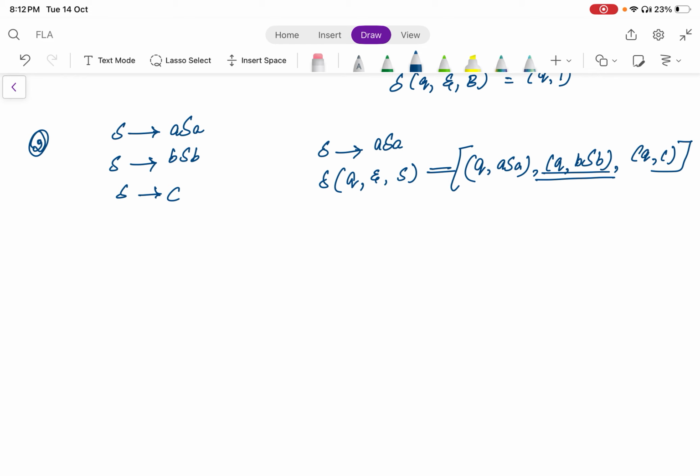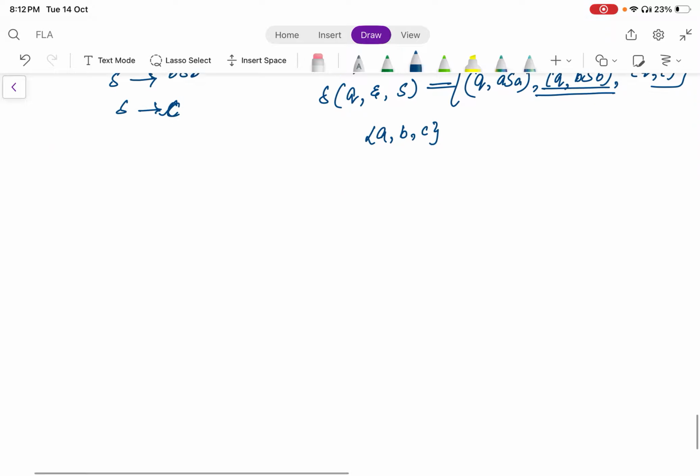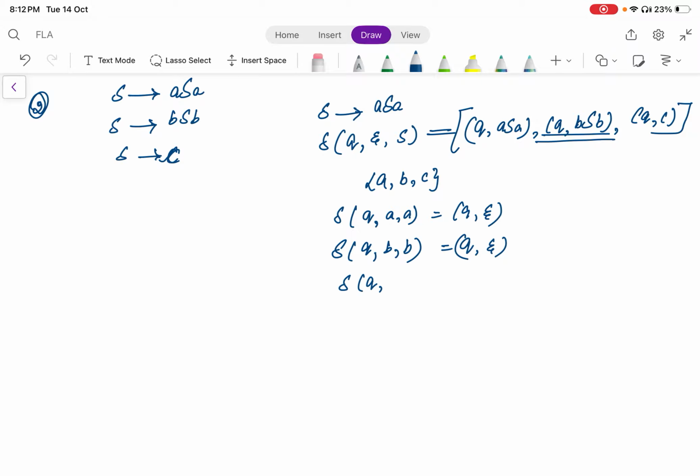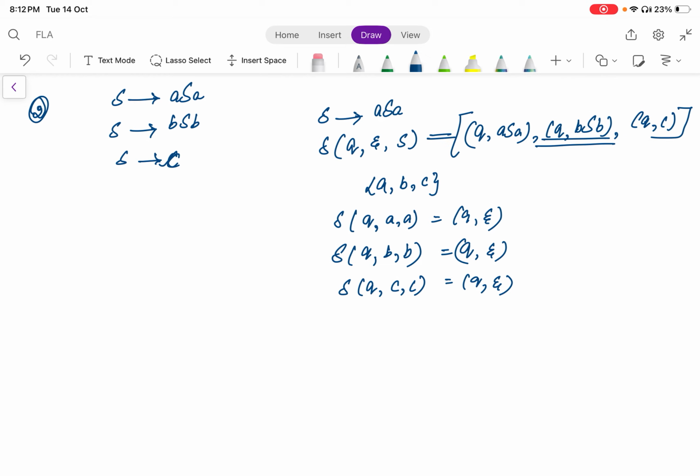This is your non-terminal transition. How will you write the terminal transitions? Here you have three terminals, small a, b and c. So for all three you have to write. The template is delta of Q comma the input symbol is equal to Q comma epsilon. Delta of Q comma for B you are writing now Q comma epsilon. Same way for C, Q comma epsilon. So this is how you convert a context-free grammar to a push-down automaton.